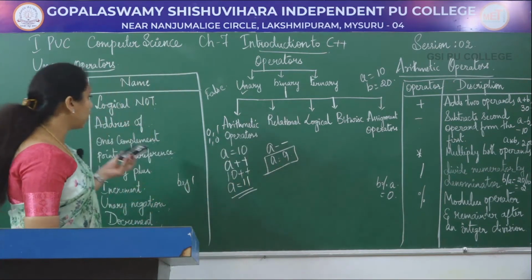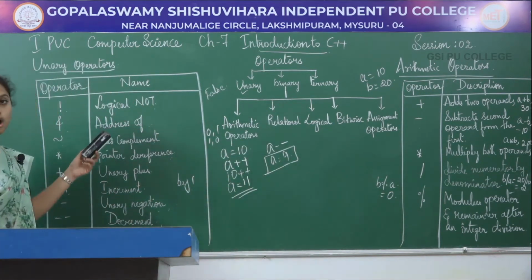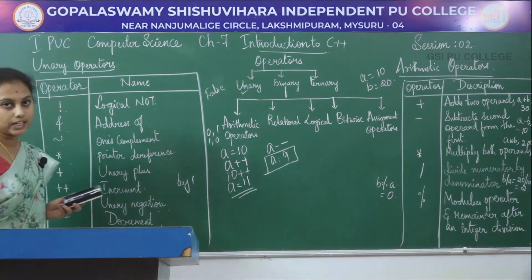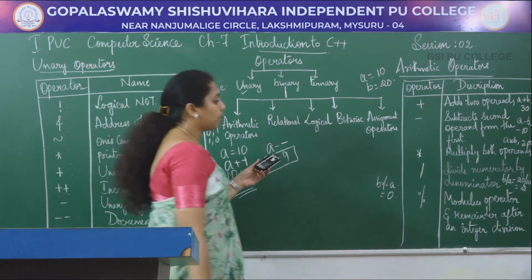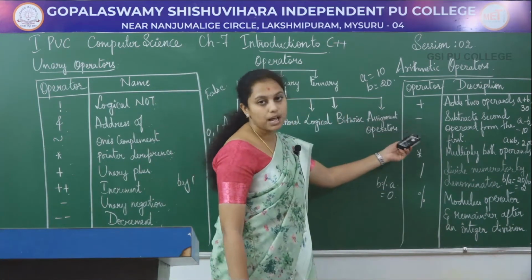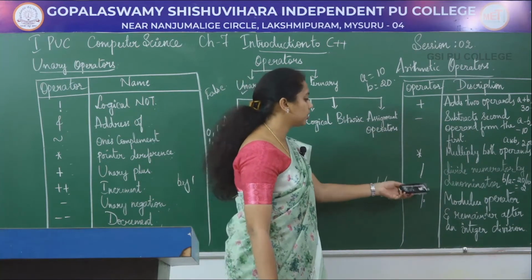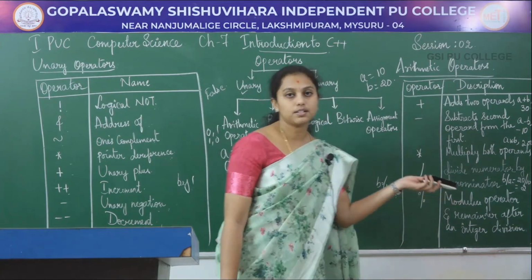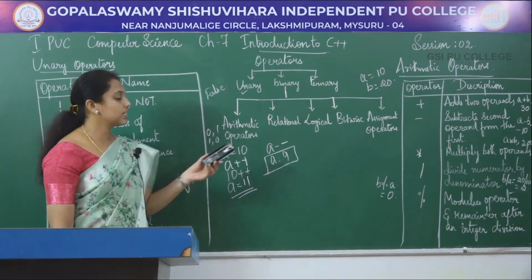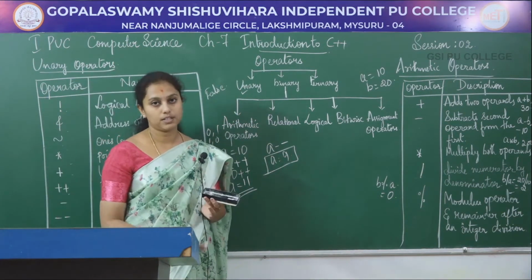Which are the unary operators? Logical NOT, address of, ones complement, pointer dereference, unary plus, increment, decrement, as well as unary negation. When it comes to arithmetic operators, we have 5 operators: addition, subtraction, multiplication, division and modulus. Next, let's see the relational operators.